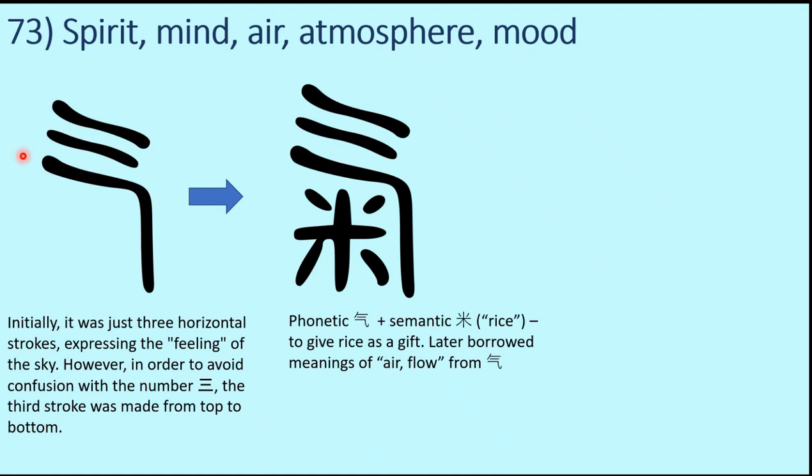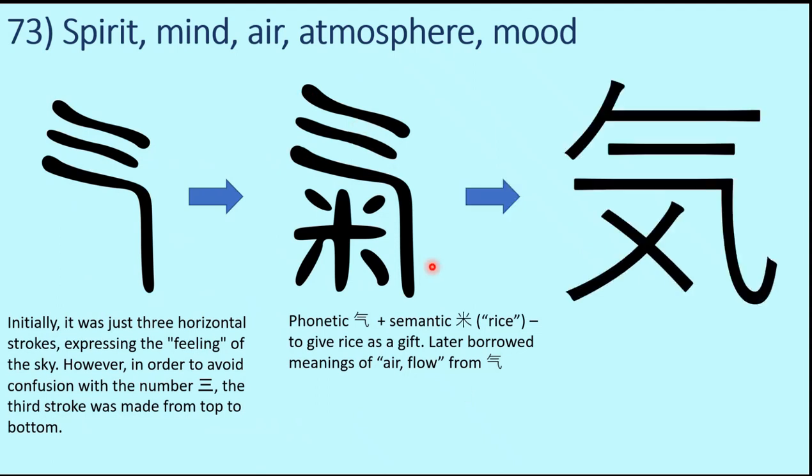Then this portion was developed. This is the rice. This kanji is for rice, kome, which is pronounced as kome. So rice is added here to give rice as a gift, you can say, and later borrowed meanings of air flow from this one. So together, these two became the symbol for spirit, mind, atmosphere, or even mood.